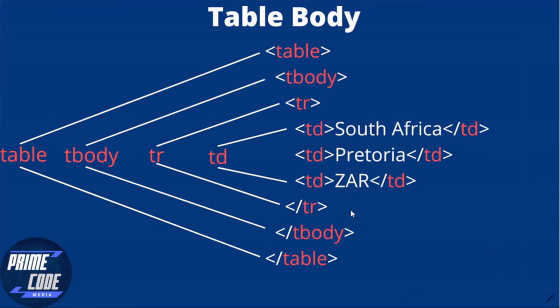And then the table body. Obviously, as we mentioned earlier, everything will start with the table element. The table body starts with the tbody tag. Inside the tbody tag you'll find the table rows starting with the tr tag. Inside the tr tag you'll find the table data. Inside the table data you'll find the content. As you can see here, we have South Africa, Pretoria, and ZAR as the currency code.